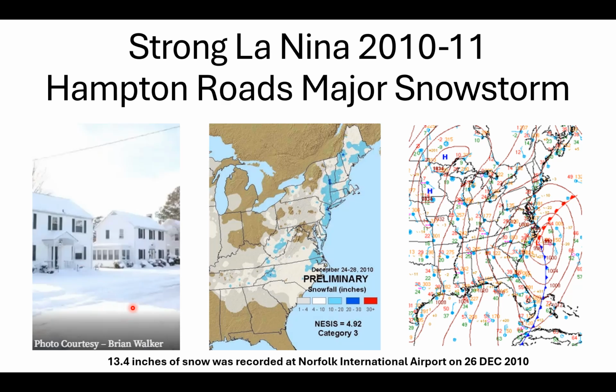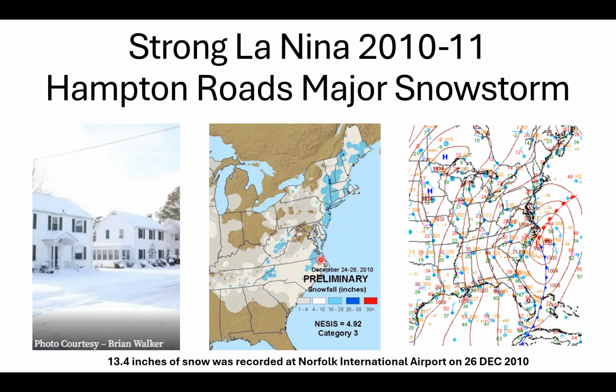Over here on the left, this photo was courtesy of Brian Walker, and it's a beautiful picture of winter. Look at the middle diagram here. This occurred during that strong La Nina winter of 2010-2011. Look at the blue coloring here. And it goes all the way up to Jersey, Long Island, including New York City, parts of western Connecticut. This thing was a monster storm that developed in late December 2010 during that strong La Nina winter season.